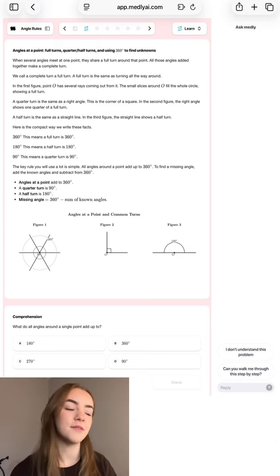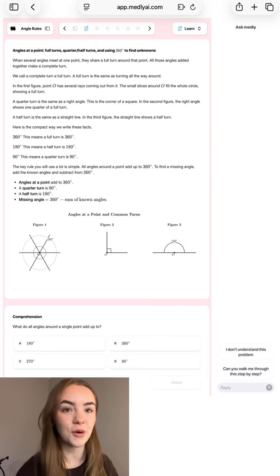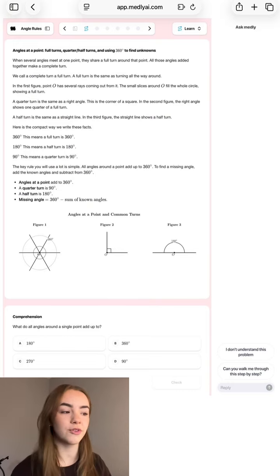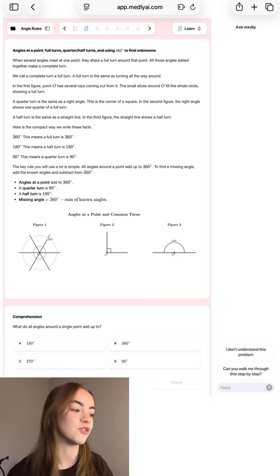Picking out the key information from this page, angles at a point add to 360. This is shown by figure 1. A quarter turn or a right angle is 90 degrees as shown by figure 2. And a half turn or a straight line is 180 degrees as shown by figure 3.